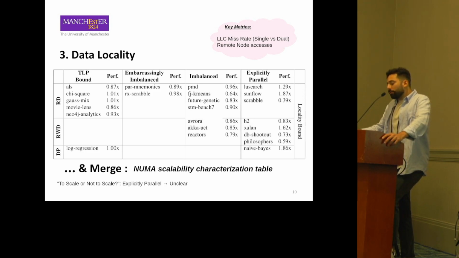Finally, as a final step, in order to cross-validate this table and this characterization, we measure the actual performance of those applications when we let them scale on the NUMA machine. And what we find is that mostly the applications, except the explicitly parallel category, are, as expected, not able to scale very well. But the important thing here is that among the explicitly parallel applications, we observe differences. Some of them are able to scale, some of them are not. So this is like a gray area where we are not able to know beforehand whether an application that is categorized as explicitly parallel can scale or not.